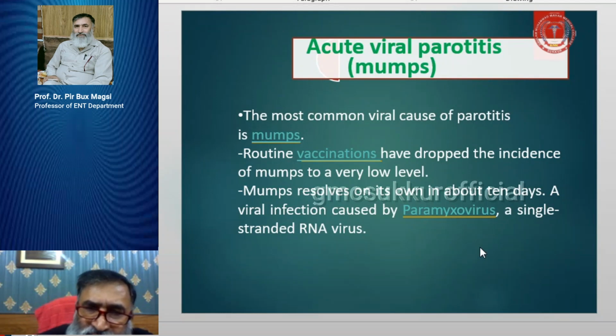A viral infection caused by the paramyxovirus. Mumps is caused by the paramyxovirus, a single-stranded RNA virus. So it is a single-stranded RNA virus which causes the peritonitis.